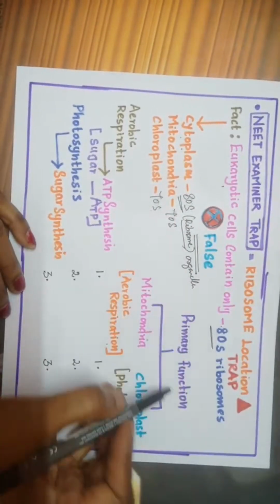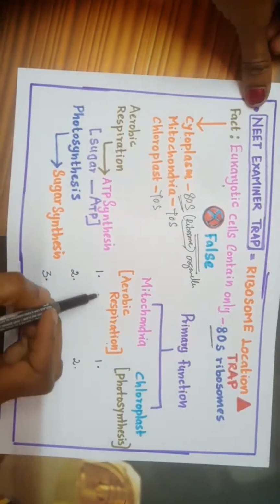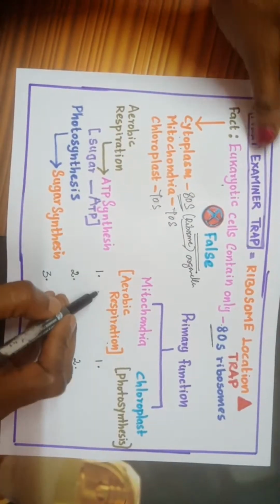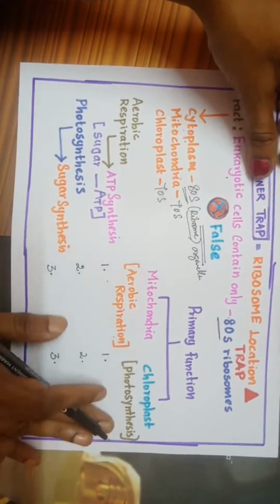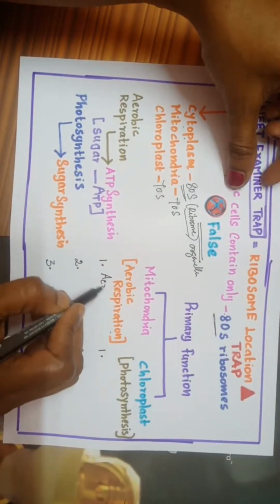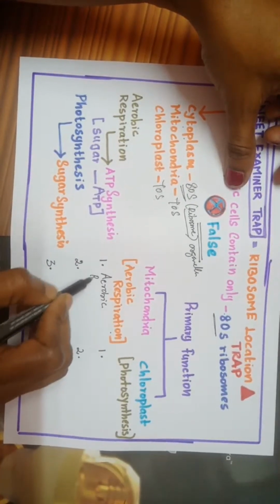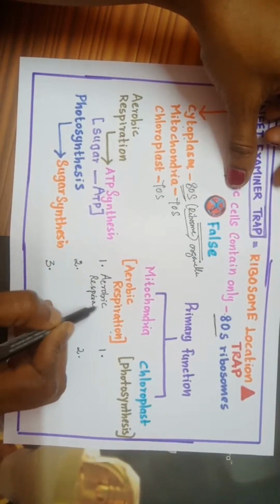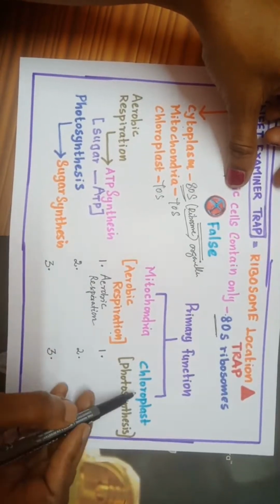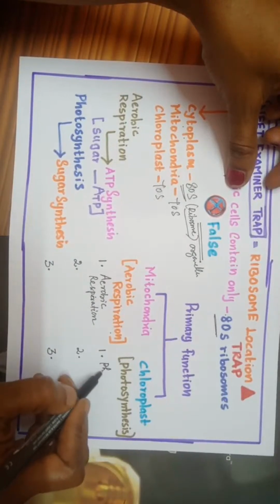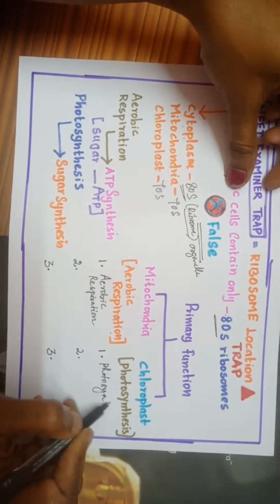Now, what is the primary function of mitochondria? Aerobic respiration. What is the function of mitochondria? It is aerobic respiration. What is the function of chloroplast? Photosynthesis.